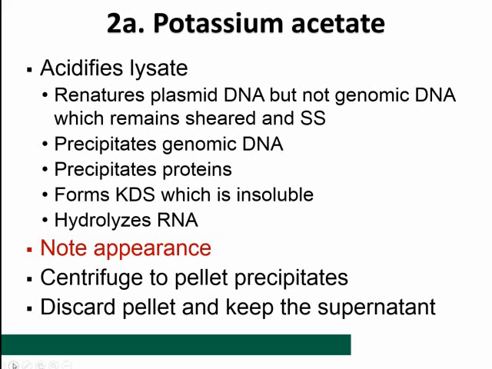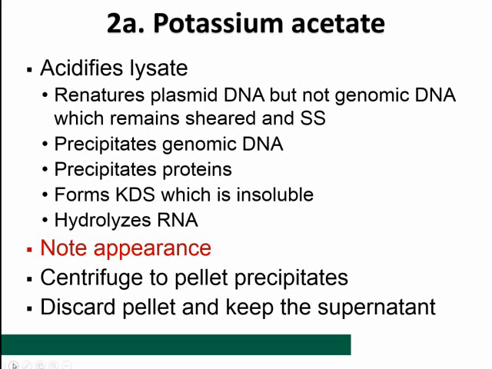Another thing that happens by the addition of potassium acetate is that it precipitates genomic DNA. The potassium will interact with the DNA and neutralize the negative charges on the genomic DNA, and the DNA will fall out of solution. It also interacts with protein to precipitate protein, forming potassium dodecyl sulfate precipitates.